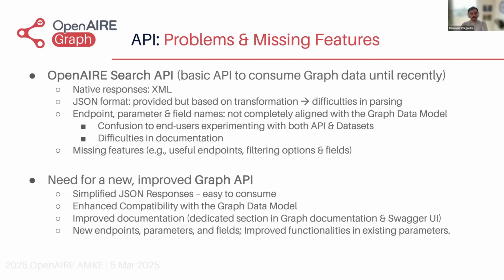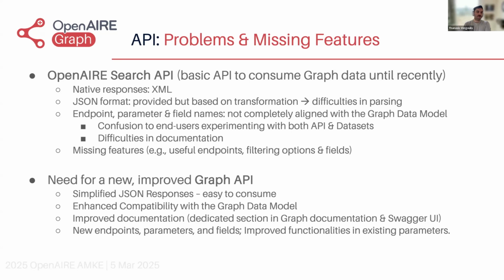JSON was indeed provided even from the search API, but the JSON that was produced was based on an automatic transformation of the XML native response to the JSON format. And because of that, the JSON was not easy to handle. It was not the most clean JSON that you could have about the respective metadata, something that was creating various difficulties in parsing those data.